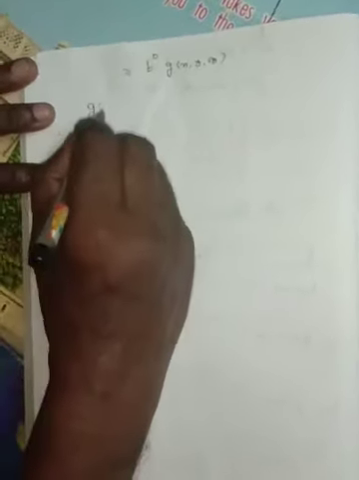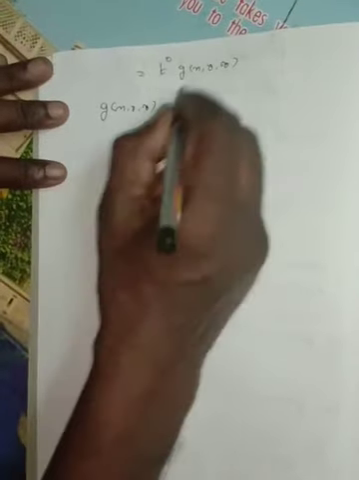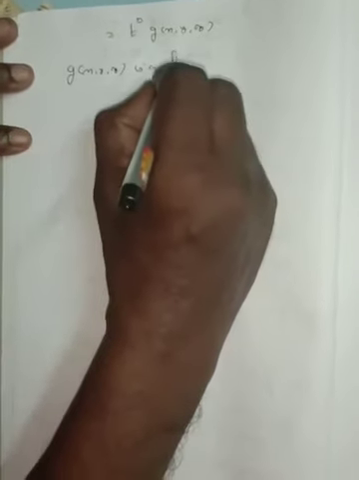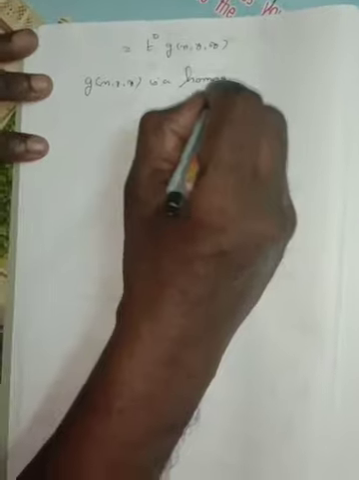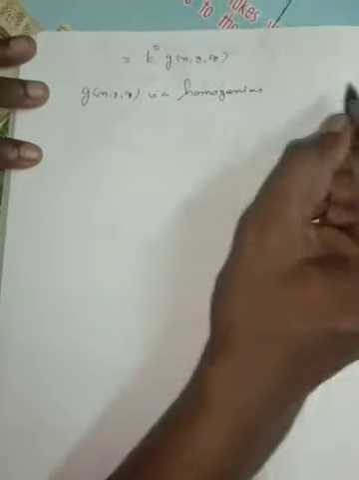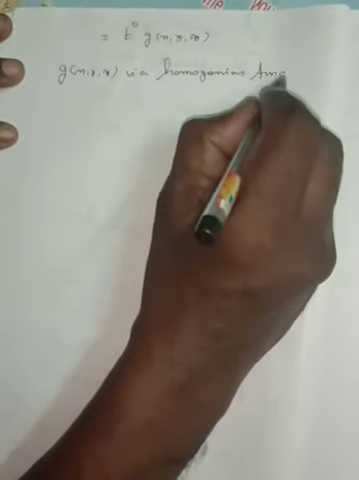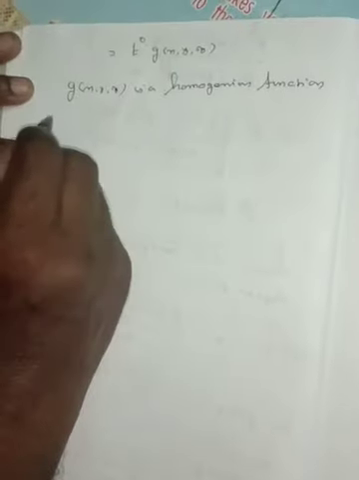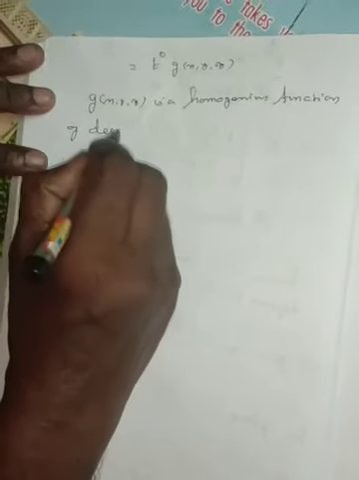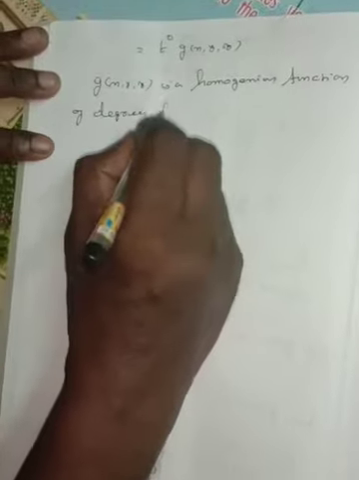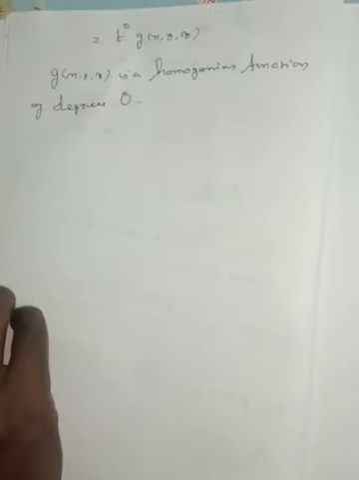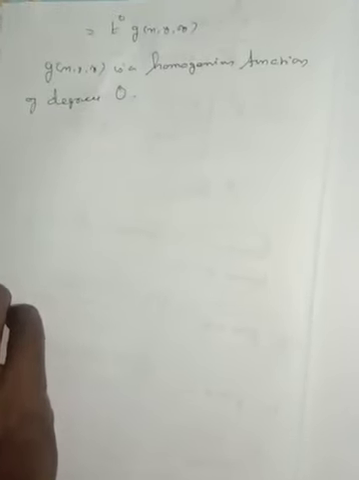In this case, G of x, y, z is a homogeneous function of degree 0. Next question, subdivision number 4.